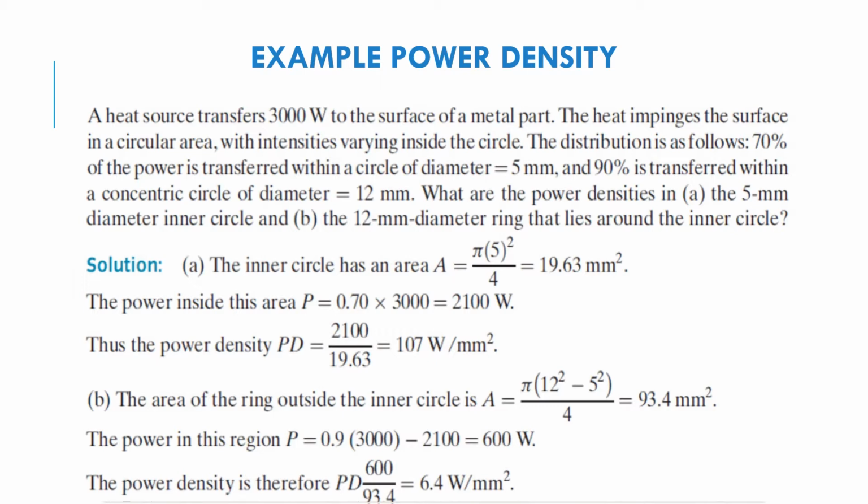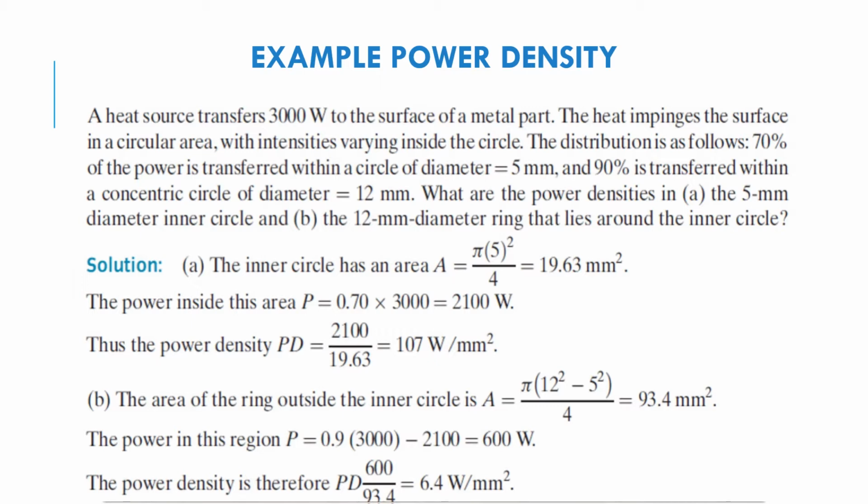A heat source transfers 3000 watt to the surface of a metal part. The heat impinges the surface in a circular area with intensity varying inside the circle. The distribution is as follows: 70% of power is transferred within a circle of diameter equal to 5 mm, and 90% is transferred within a concentric circle with a diameter of 12 mm. What are the power densities in A, the 5 mm diameter inner circle, and B, the 12 mm diameter ring that lies around the inner circle?